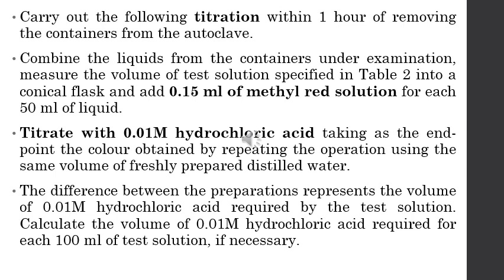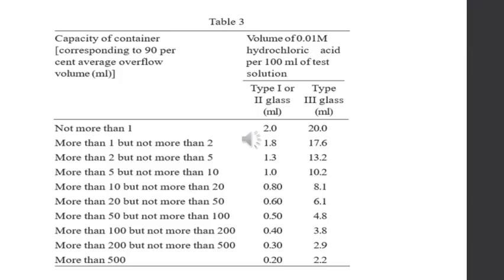So the difference between the reading of 0.01 molar hydrochloric acid required by the test and with water, we have to calculate. This table shows the capacity of the container and the volume of hydrochloric acid required for the titration purpose. So we can easily distinguish between type 1, type 2 from the type 3 glass by knowing the volume of the hydrochloric acid.